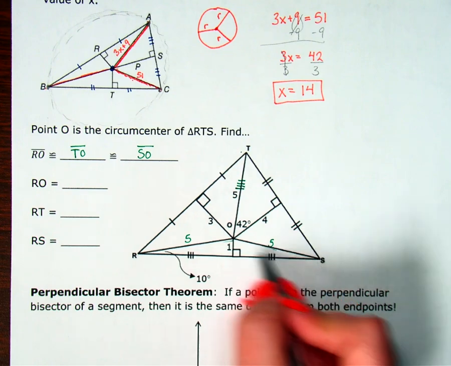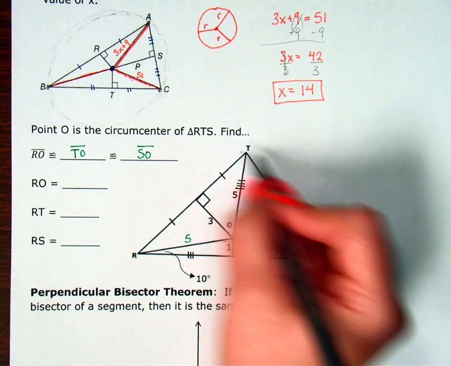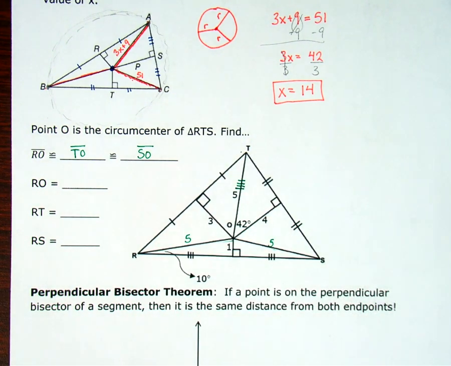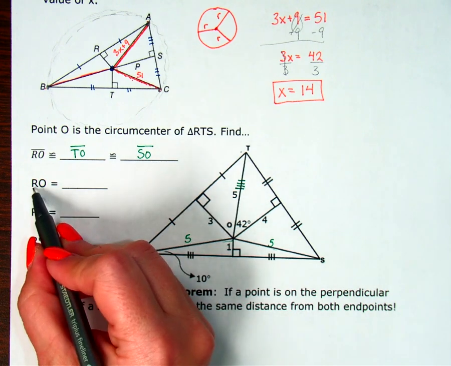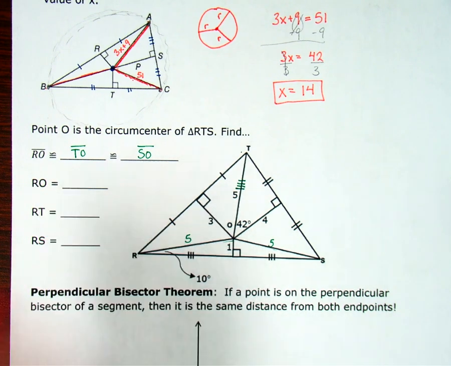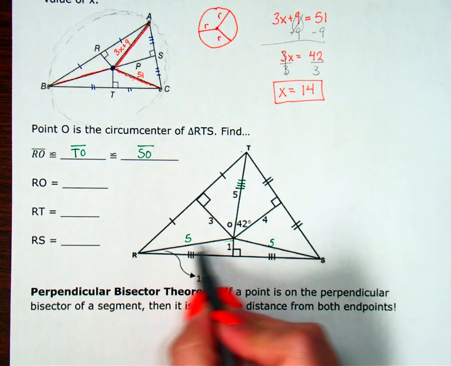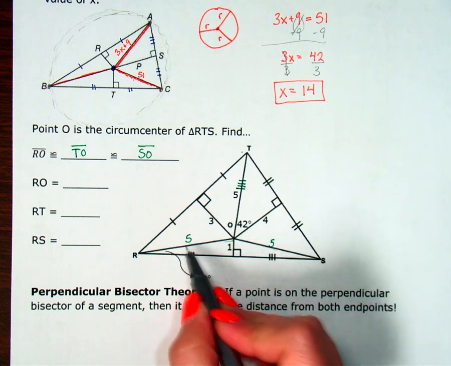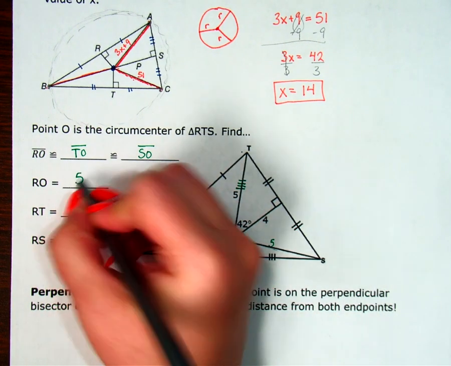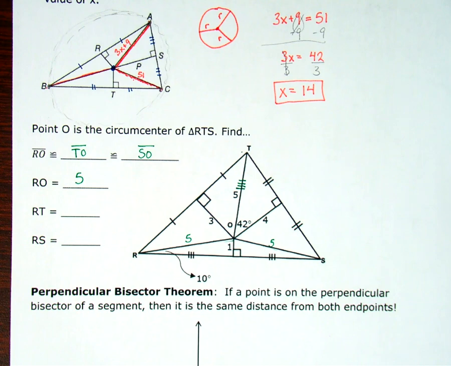Those are all going to be congruent because they're all the radii of the circle that goes around this figure. Okay? So when I have just the letters without the bar and an equals, that's when I'm looking for the actual numbers. How long is that piece? Well, R to O, we already said it has to match T to O, so they're both 5.